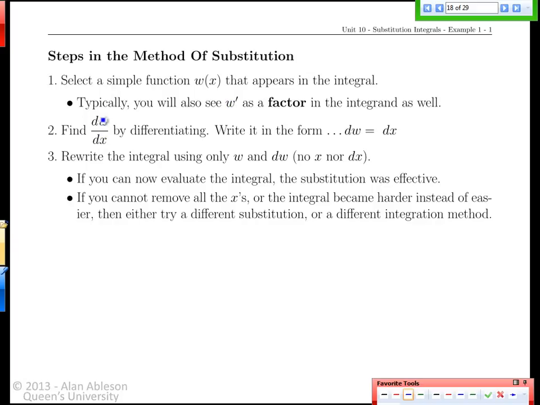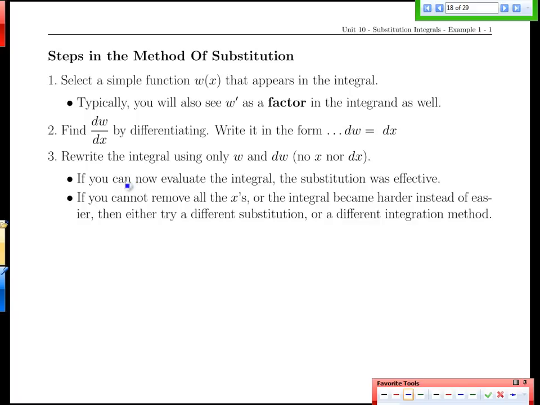That's usually a cue as to what to choose for your w factor. Then we're going to find the relationship between w's and x's in the derivative sense by differentiating, and write it in the form of dx equals some stuff times dw, because dx is in our original integral. Then we try to rewrite the integral using only w and dw. Get rid of all x's, because we can't have mixed variables running around.